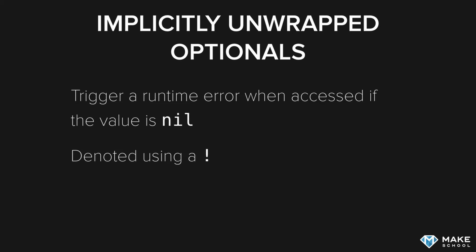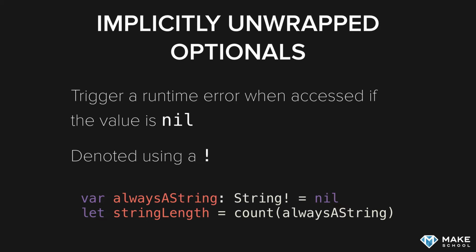So if we give a variable a type of String!, then we are creating an implicitly unwrapped optional of type String. This means that its value could be nil, and we're not going to worry about it at compile time. We're only going to crash at runtime if we access it when it's nil. So if we later on try saying stringLength equals string.count, always a string, when string has nil in it, it's going to crash at runtime.